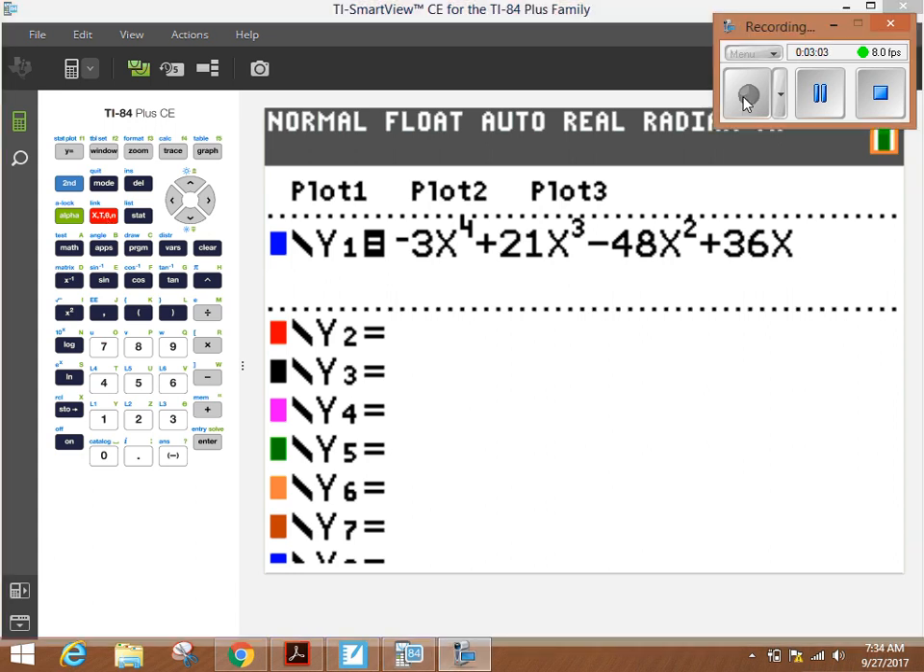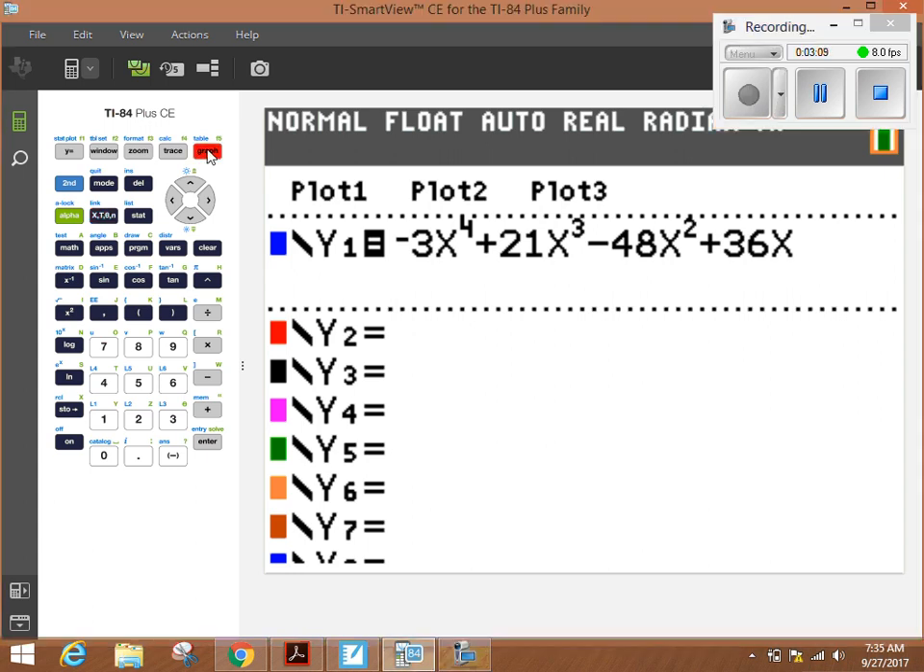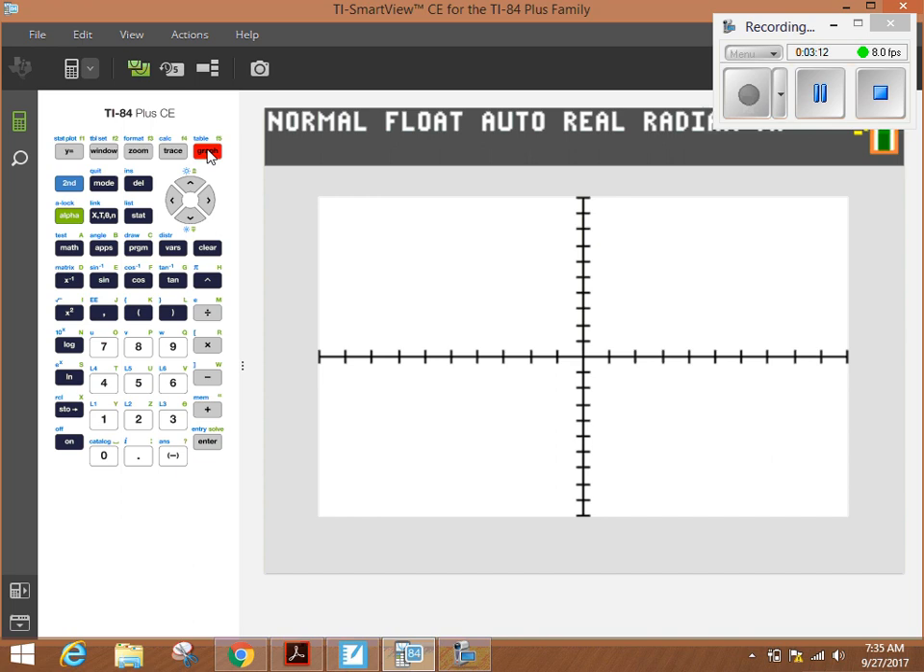All right, now that I have the function entered into my calculator, I'm going to just hit graph. And a terrifying looking roller coaster should appear. Would you put your child on that? Yeah.